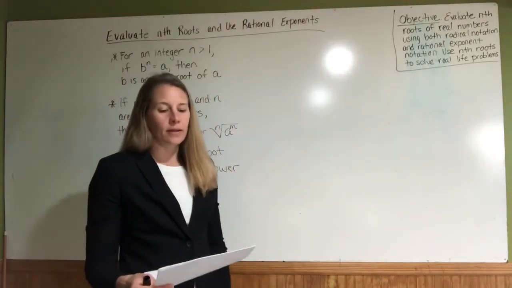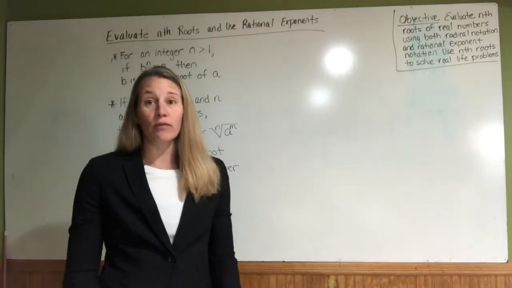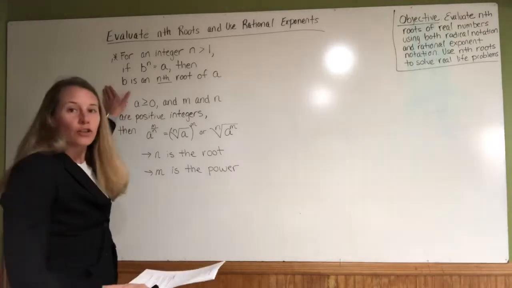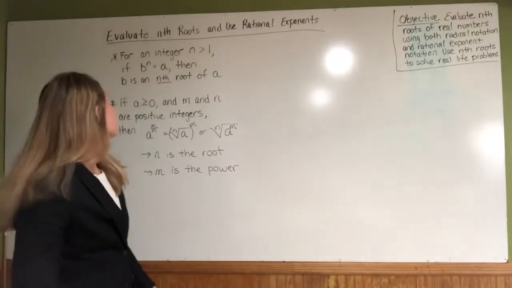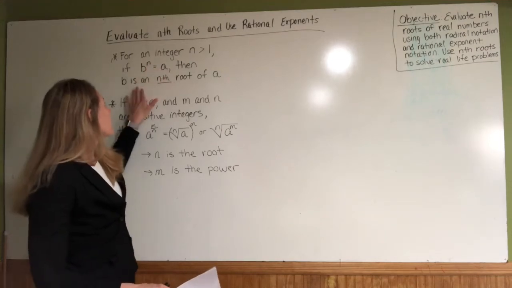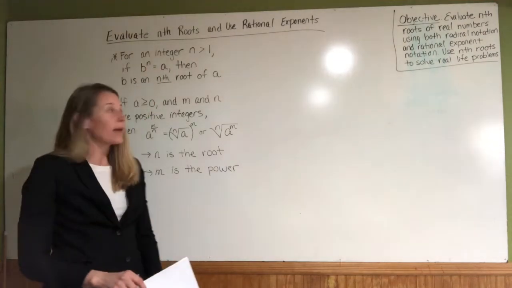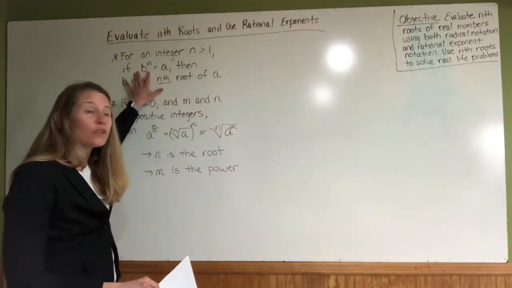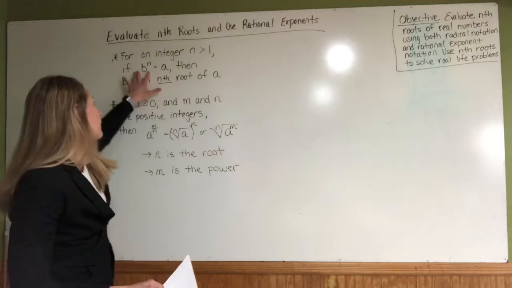So today's lesson is evaluating nth roots and using rational exponents. For an integer n greater than 1, if b raised to that integer equals a, then b is the nth root of a. If we're thinking about that, we're only talking about some positive integers here, no negative numbers, anything like that.